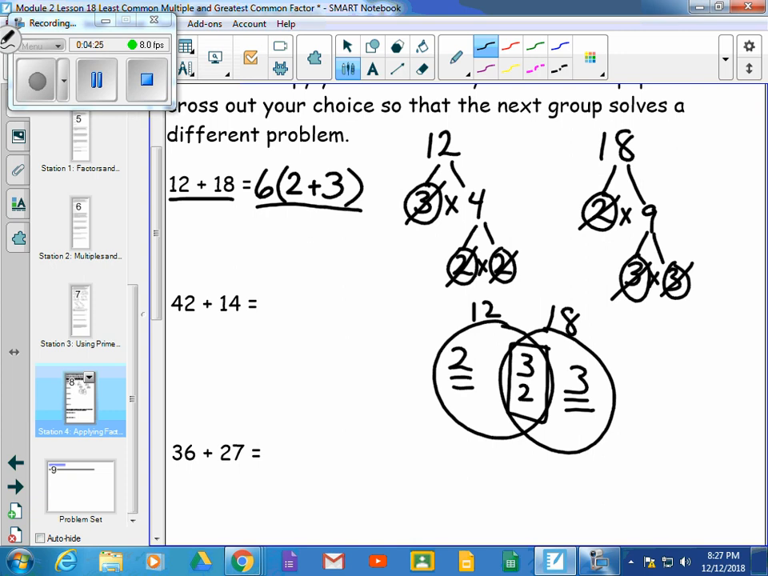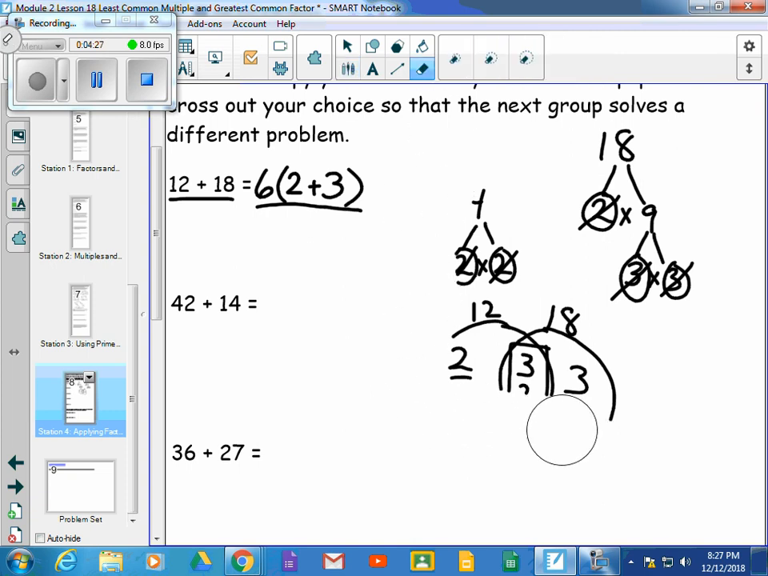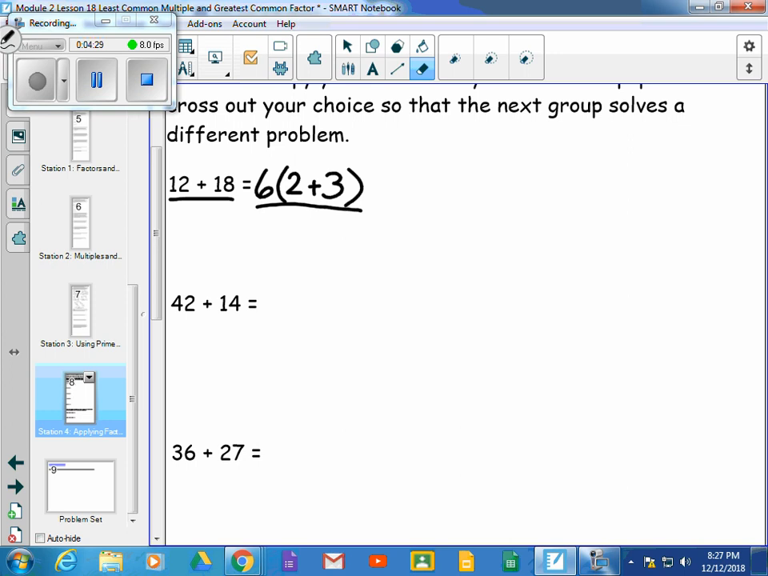Now I'll do one more with you. I'll do the next one, but the remaining of these problems I'm going to have you guys do for homework. Let's write an equivalent expression to 42 plus 14. Let's factor 42 and 14 into its prime factors. Pause the video, try it yourself, and then hit play and see if you did it correctly.